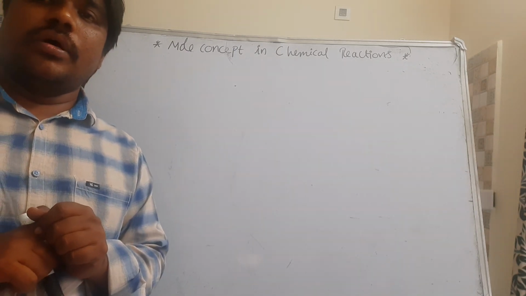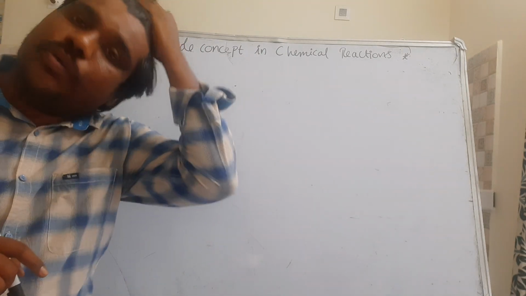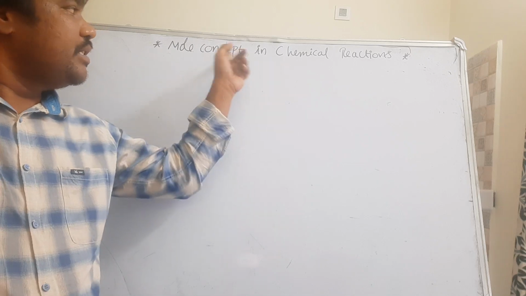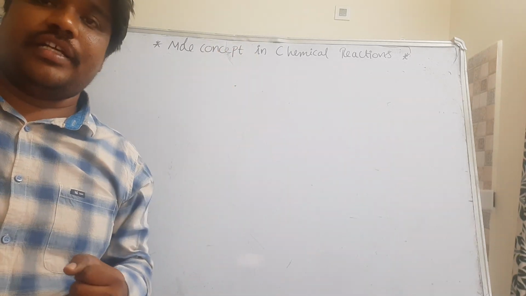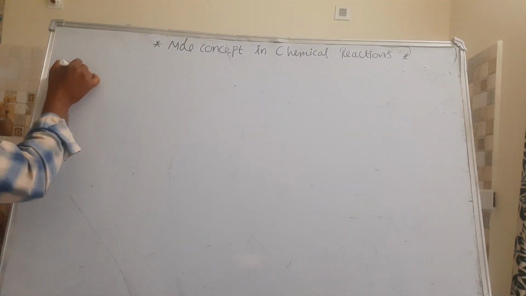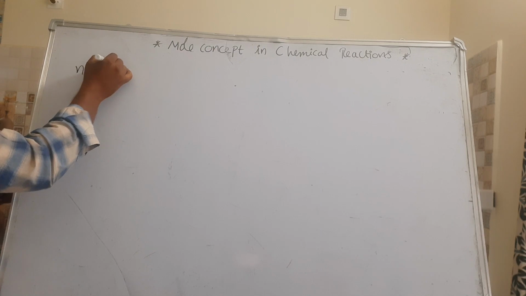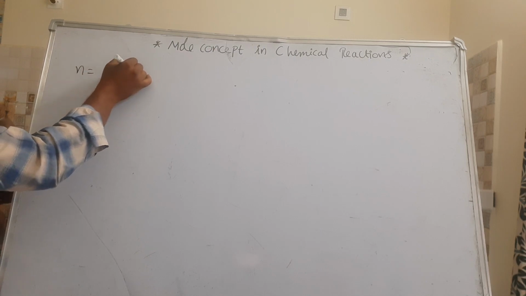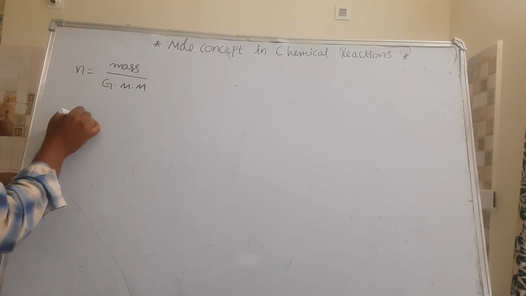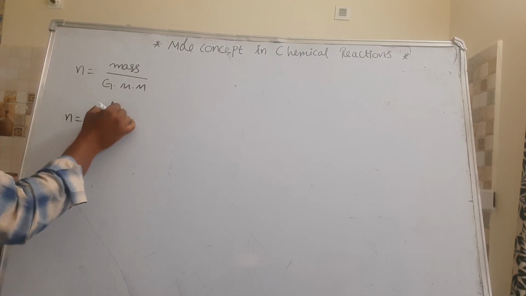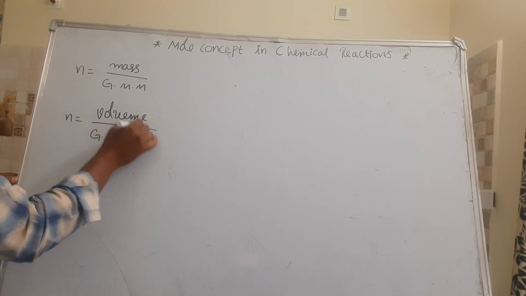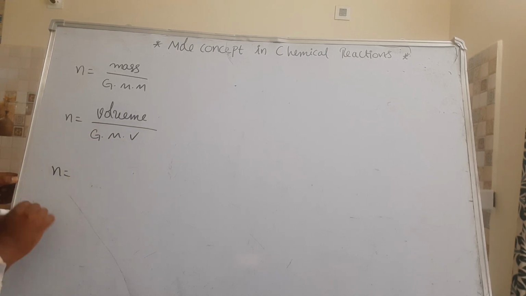So today also we are discussing the mole concept, but this is somewhat different. It is what is on the board now: mole concept in chemical reactions. You need to memorize three formulas. Number of moles when mass is given: mass divided by gram molecular mass. Number of moles when volume is given: volume divided by gram molar volume. You have to memorize this formula also.